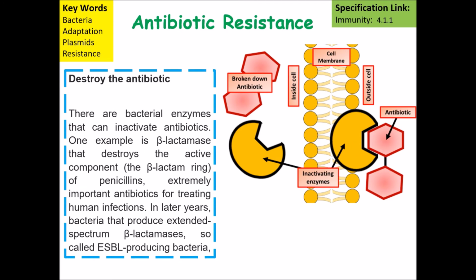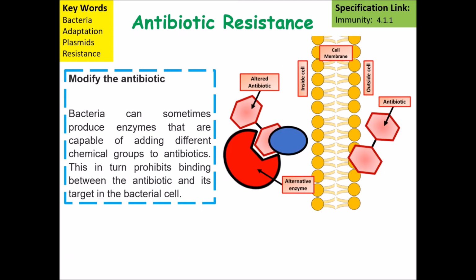Some bacteria can destroy the antibiotic. There are bacterial enzymes that can inactivate antibiotics. One example is beta-lactamase that destroys the active component of penicillins, which is extremely important for treating bacterial infections. Some bacteria can have enzymes that modify the antibiotic, therefore deactivating it.